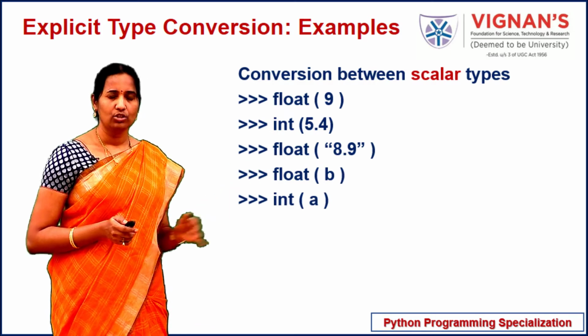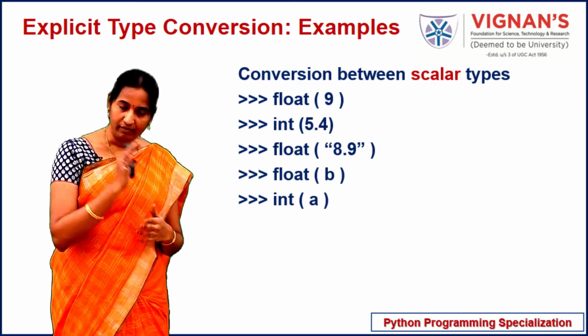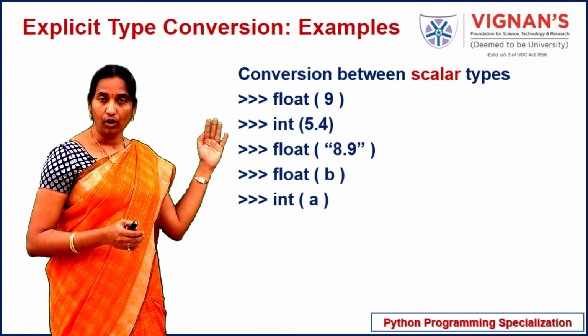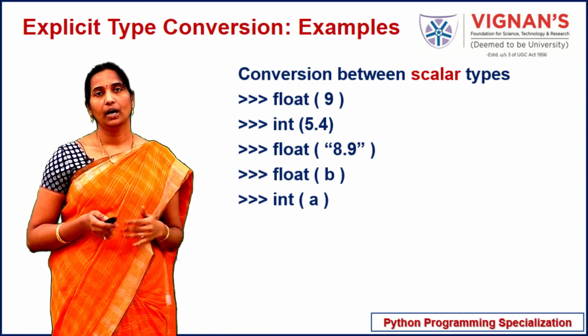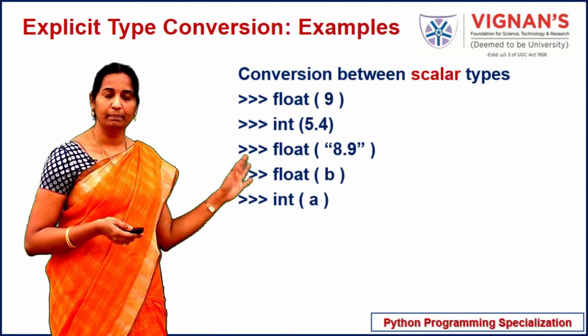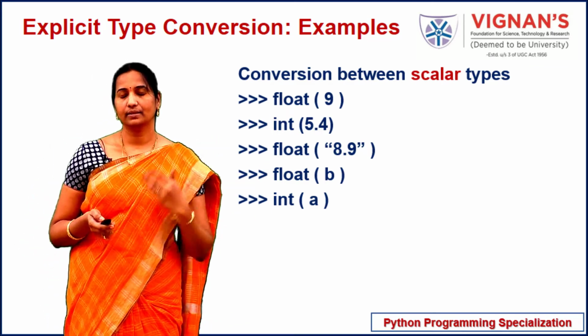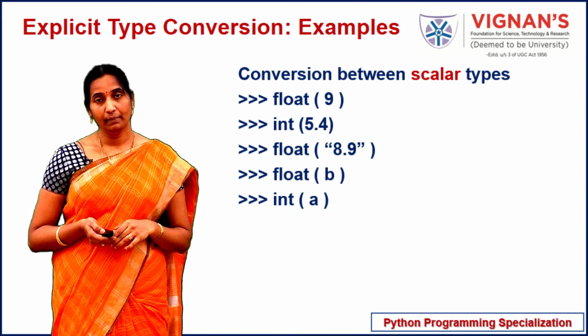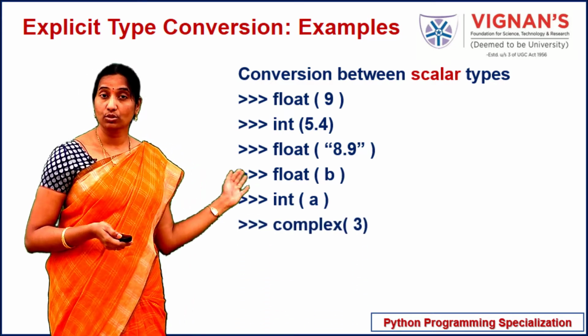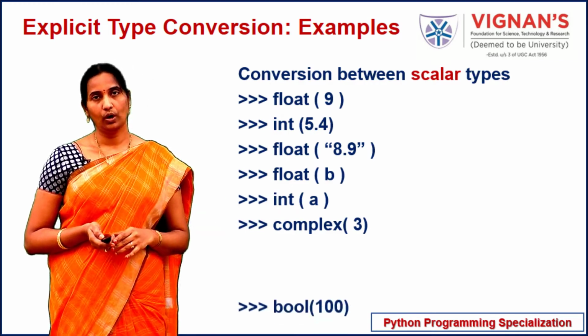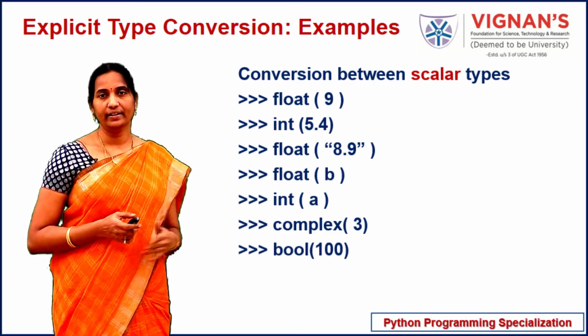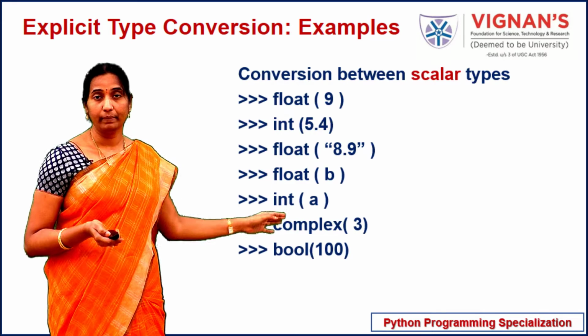So int(a). Not only can you convert values, you can even convert objects to other types. So float(b) allows you to convert the variable b to float type. int(a), you are converting the variable a to the integer type. complex(3), so you are converting the integer number 3 to the complex type. The value 100 will be converted to the bool type by using the bool method.